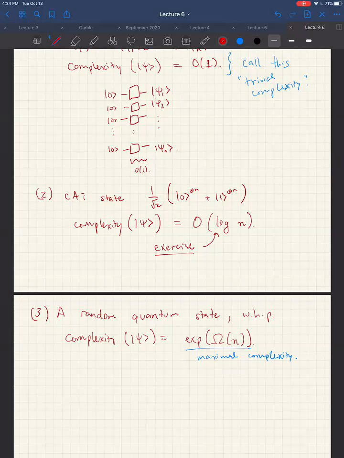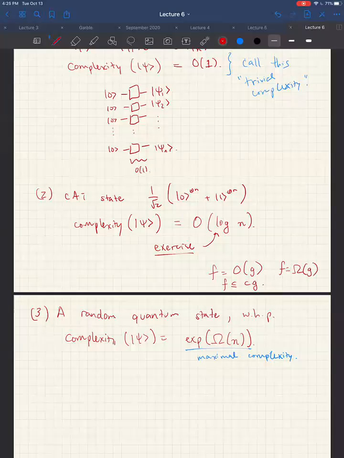So, f is equal to O of g if f is less than c times g, roughly speaking. Whereas if f is omega of g, then this basically means there is some universal constant, and we're not necessarily keeping track of it, for which f is greater than c times g. So f and g are functions here that go off into infinity.